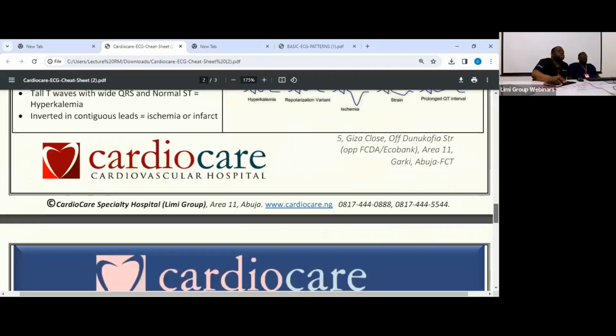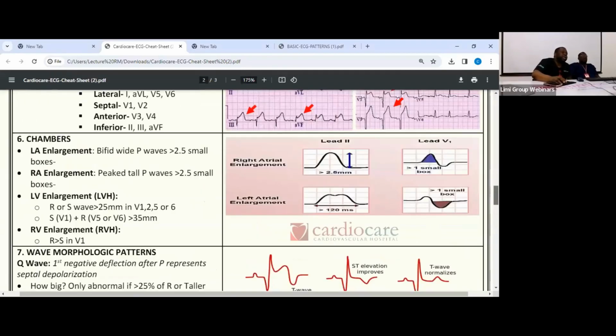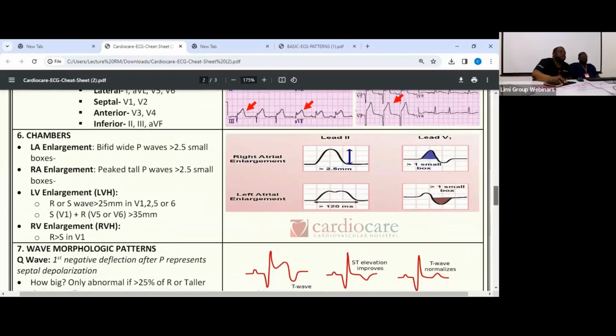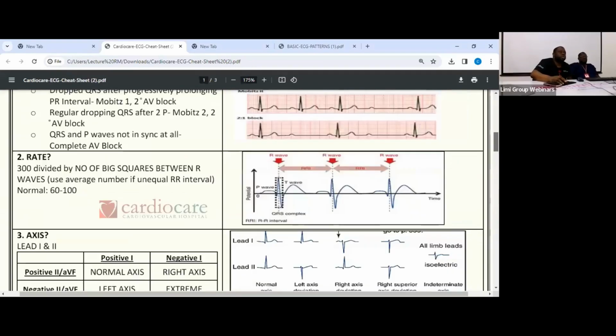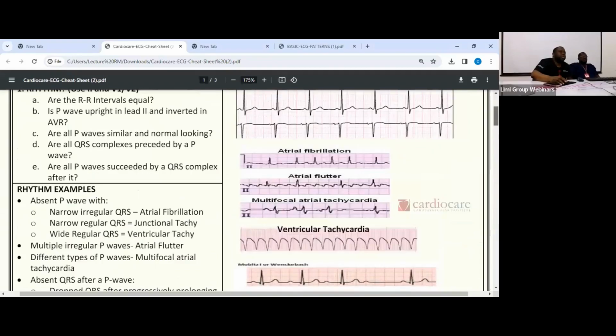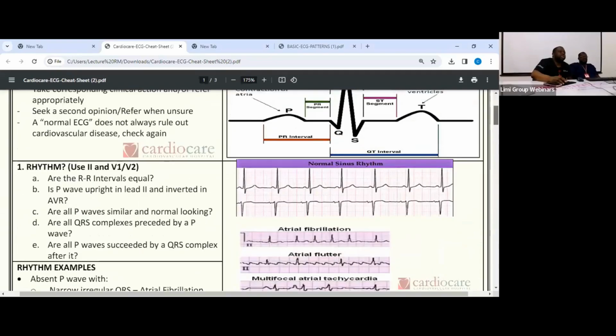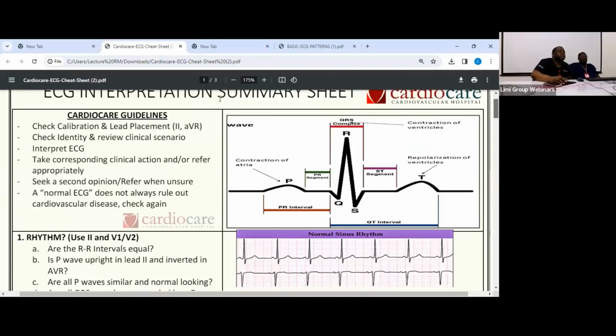So with this, we've come to the end of ECGs. I will just go through a few things again. Number one, check the reading. And how do you do that? Check the identity and calibration. Make sure you're getting the right ECG. Seek a second opinion. Even amongst us, we ask other people what they think, so your opinion may not be all in all.